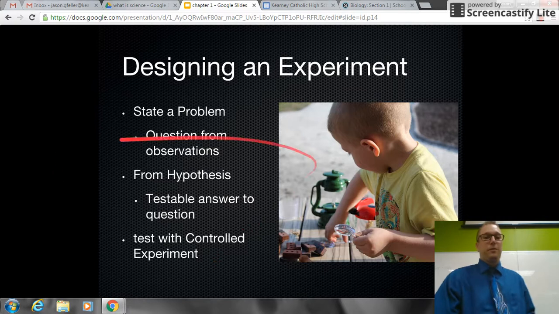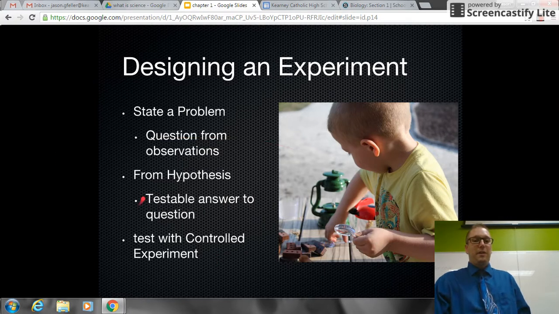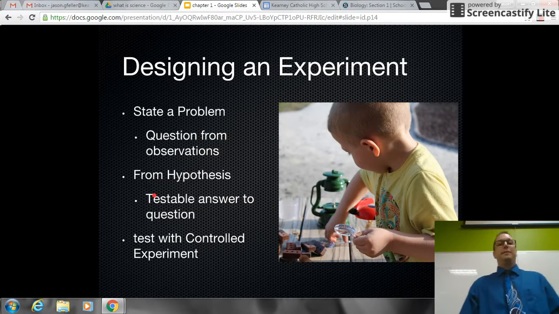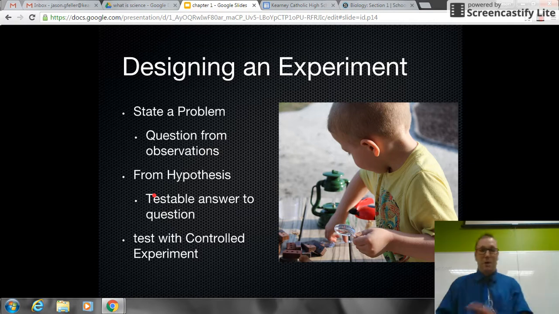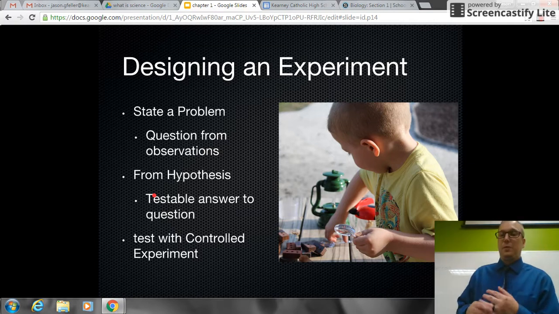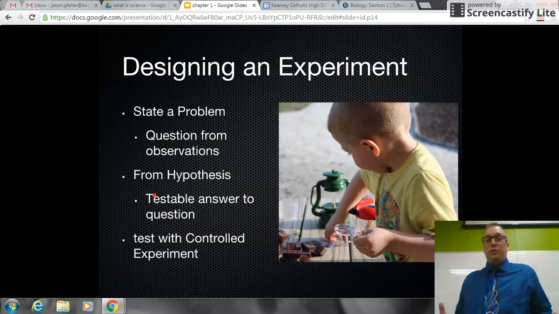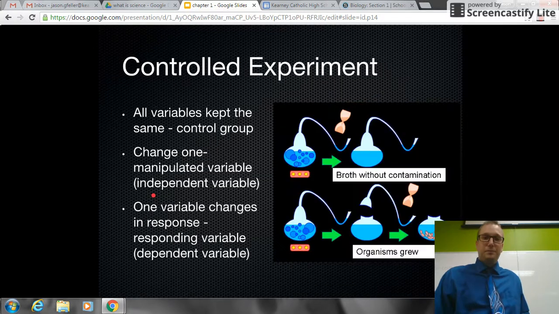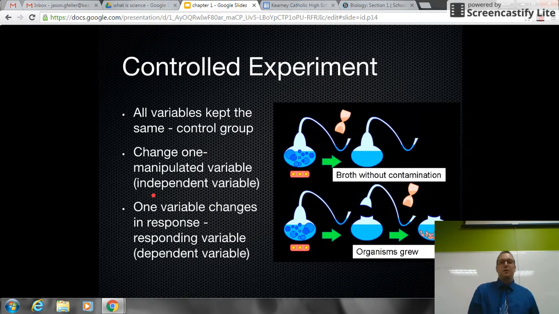So, in order for a hypothesis to be useful, all it's got to be is testable. And it doesn't have to be right. There's a lot of hypotheses that are not right, but they've got to be testable. Without being able to test them, there's no way to know if they're right or wrong. Okay? And again, we test hypothesis with controlled experiments.